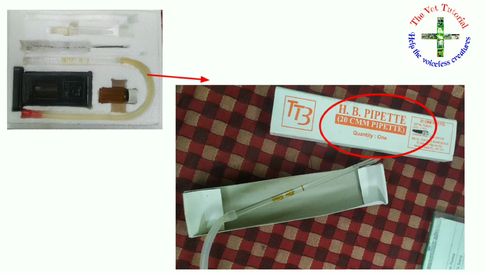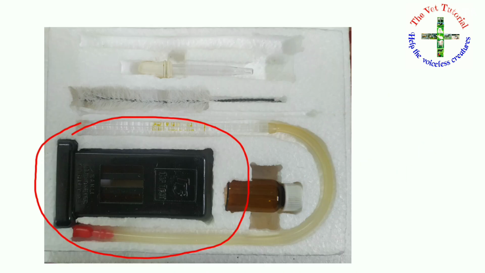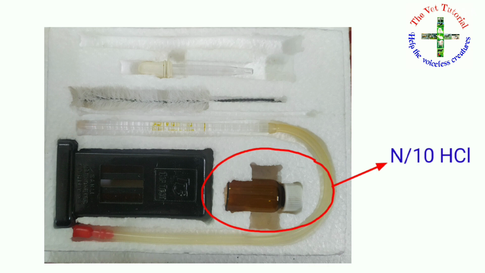Then there is a hemoglobinometer pipette, which has a 20 microliter marking up to which we have to fill the blood. Then the comparator box, which has color strips to compare. Then N/10 HCl. Here the N means the normality.